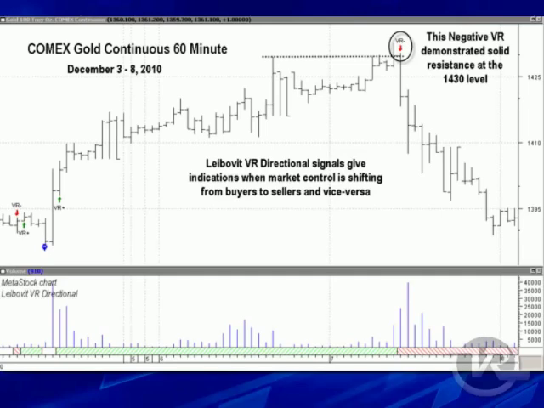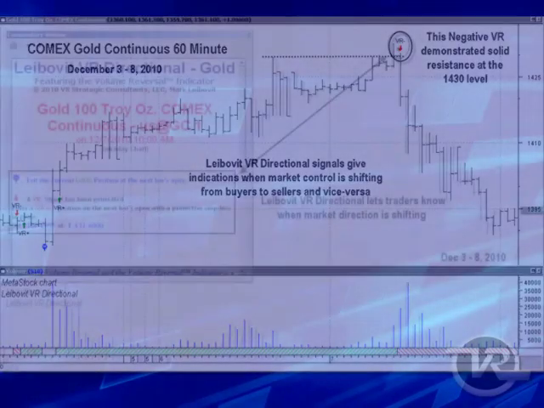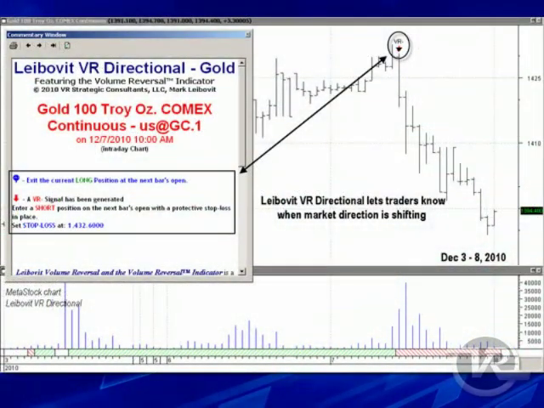In the next chart, we're looking at the commentary screen that comes up, and relating to that negative VR on the far right of your screen, you can see the instructions. It basically says on the screen a negative VR has been generated, enter a short position at the next bar's open with a protective stop loss in place, and the stop loss is given on the screen.